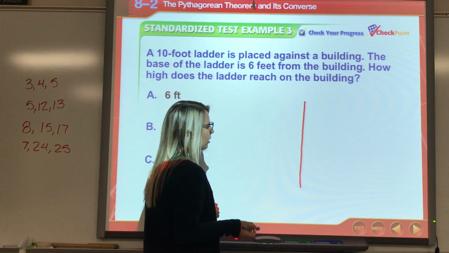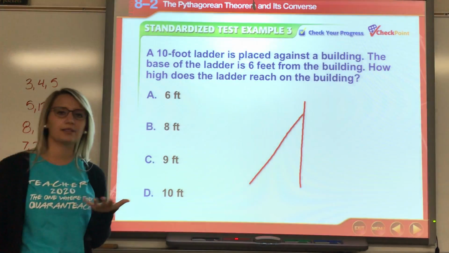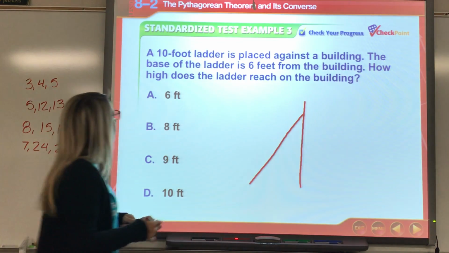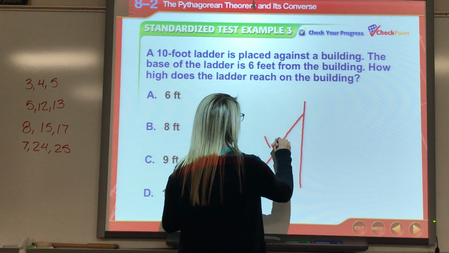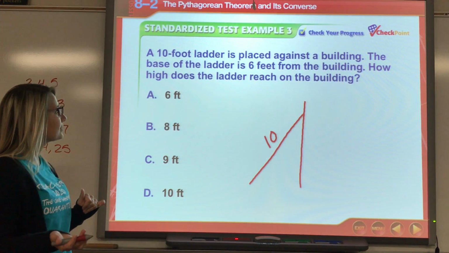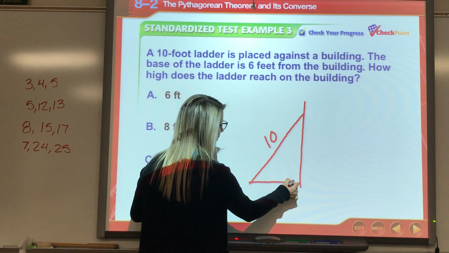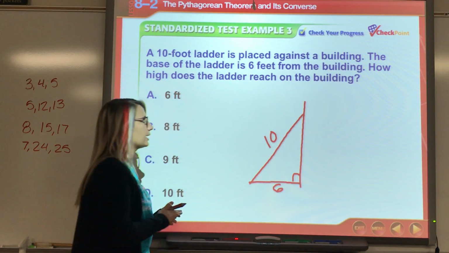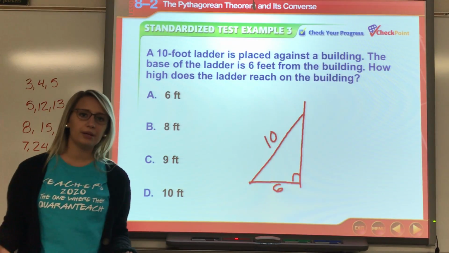So here's my wall, okay? Here's my ladder. It's not drawn to scale. I don't know how far away it is yet, but I know that this ladder is 10 feet, okay? And now it's telling us that the base of the ladder is 6 feet from the building. So this distance right here is 6. Okay, so now it wants to know how high does it reach on the building.